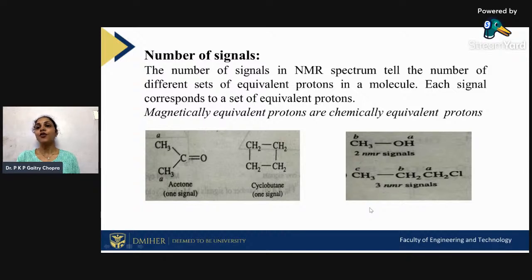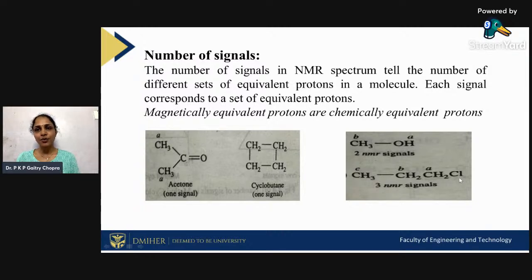One will be for the equivalent three hydrogen protons of CH3. One will be for two equivalent hydrogen protons of CH2, the middle one. And the third will be one signal for two protons, whose carbon is directly attached to a halogen atom. So the number of signals is determined by the number of equivalent protons present in the molecule.